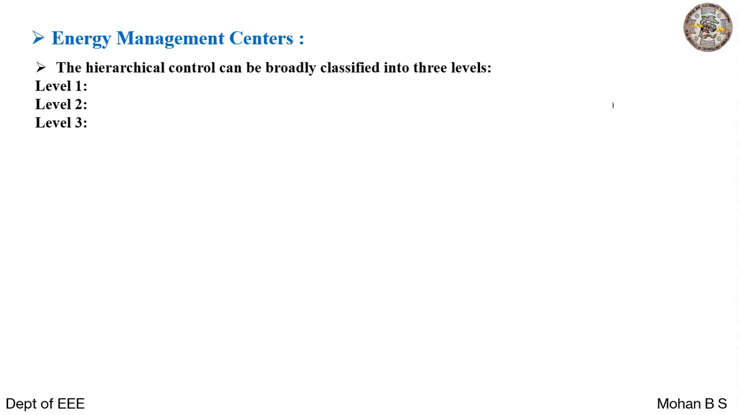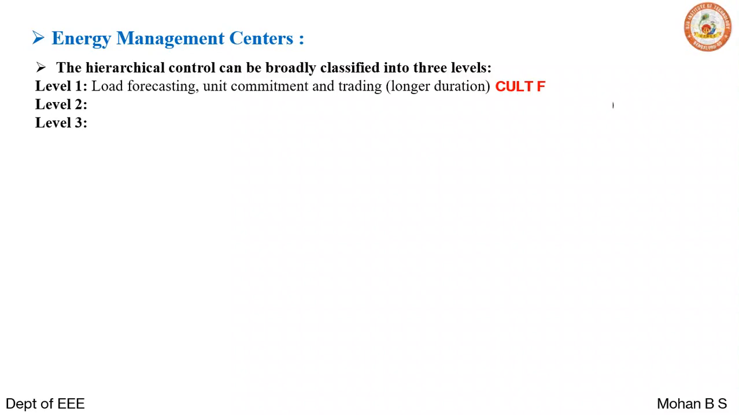What all control actions have been placed on level 1, level 2, level 3, and how much time do we have for each level? The first one is for a long time, the second one is for a few minutes, and the third one has to be taken in a few seconds. So the keyword is UCLT, where U and C stand for unit commitment, L stands for load forecasting, T for trading, and the duration, as said, is long.